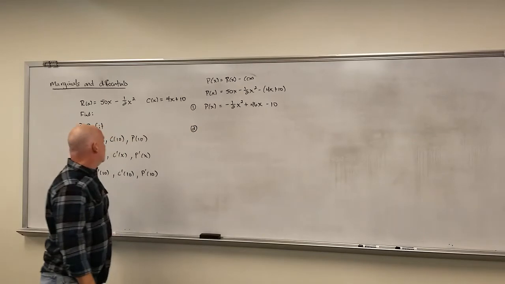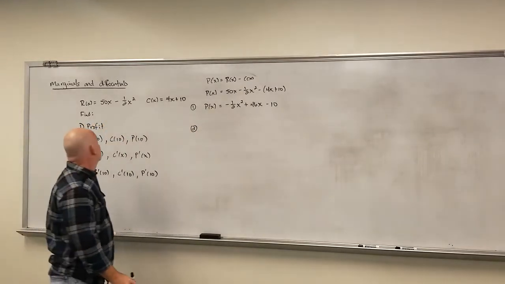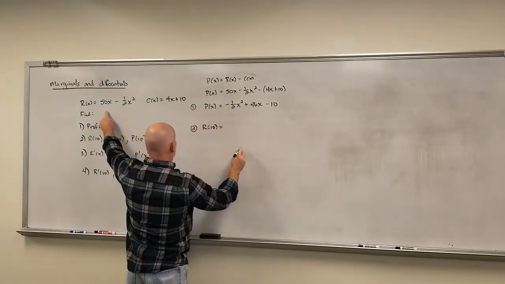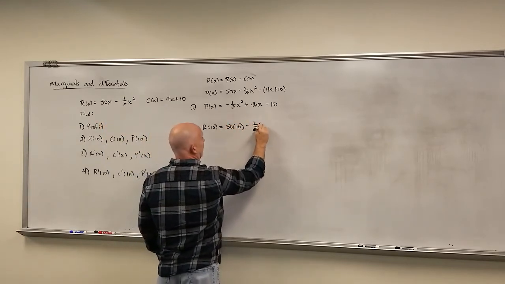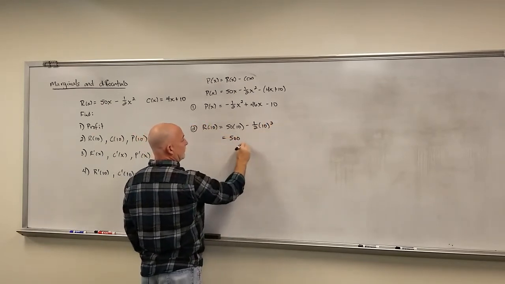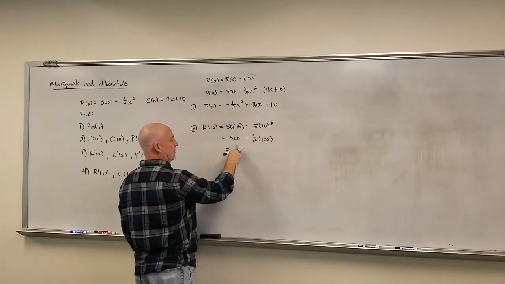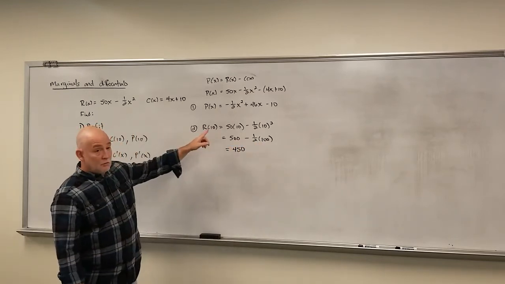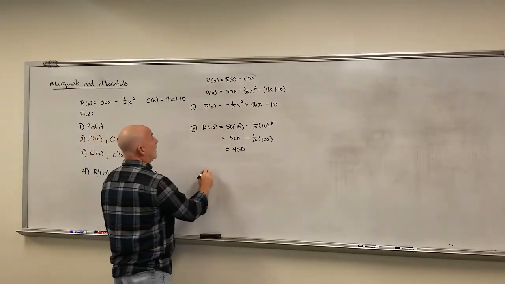Question 2 is just a bunch of arithmetic. We're just going to take 10 and plug it into all of these functions. So our first one, R of 10, we're plugging into our revenue. So that's 50 times 10 minus 1/2 10 squared. So really quick, that would be 500 minus 1/2 of 100. So skipping a step, half of 100 is 50, so this will be 450. So our revenue, if we make 10, whatever these things are, will be $450.